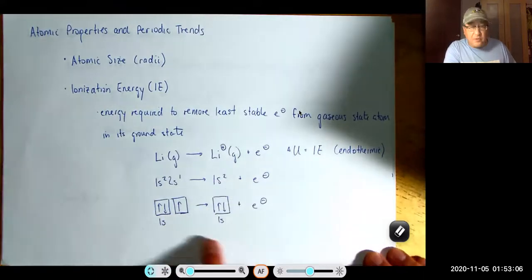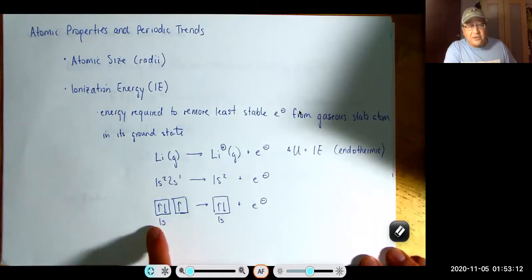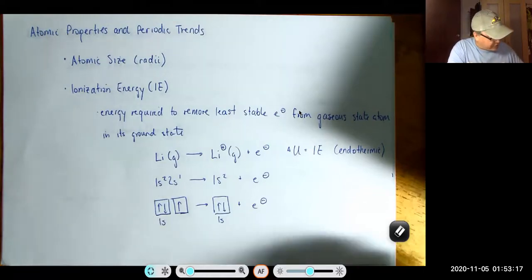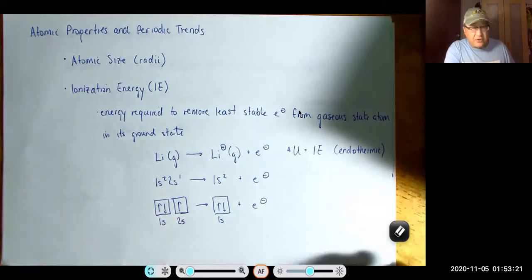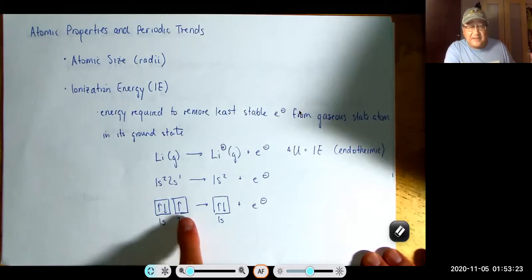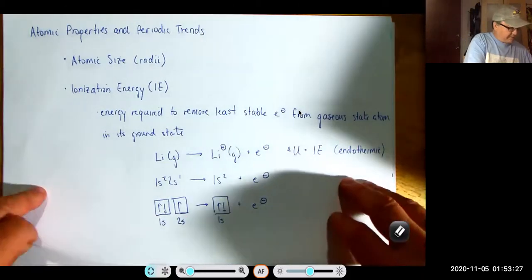If we look at the noble gas notation, orbital box notation, we have two electrons in the 1s, and here this should say 2s, one electron in the 2s, and you take away this electron that's the easiest to take away. Okay.